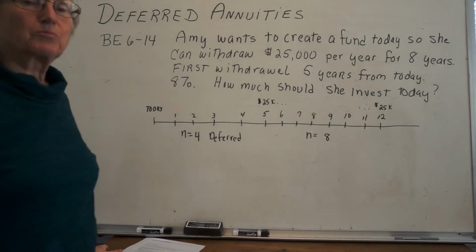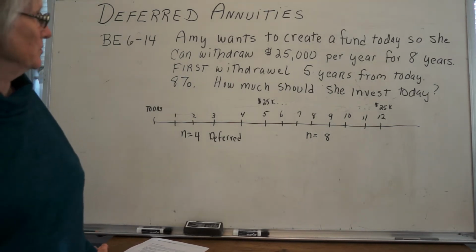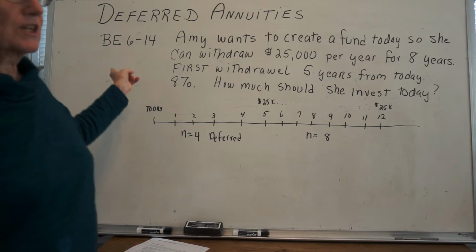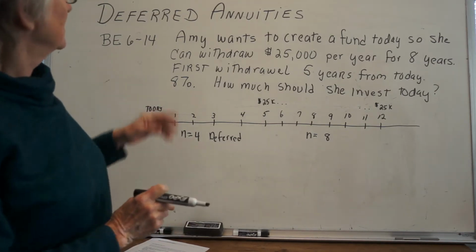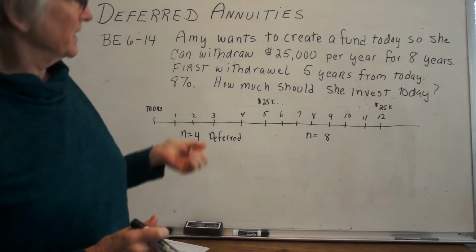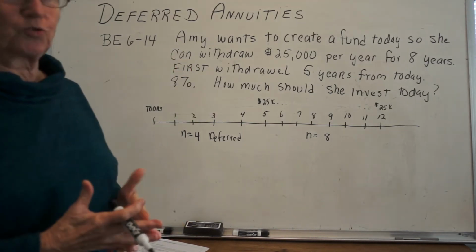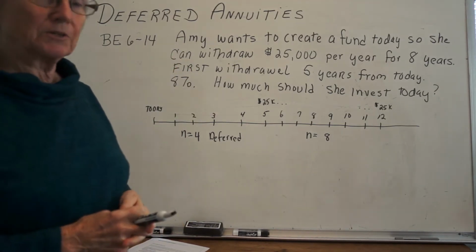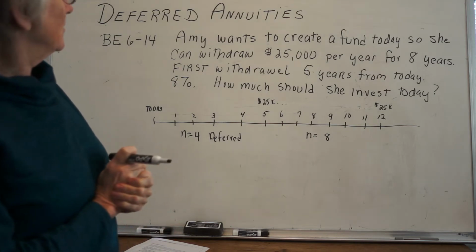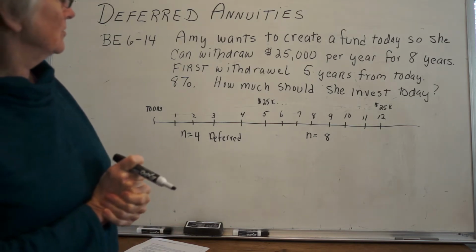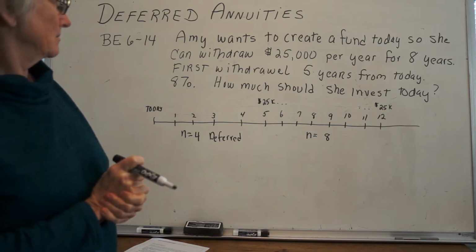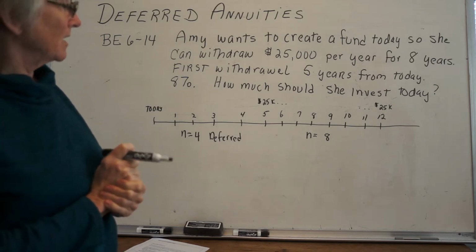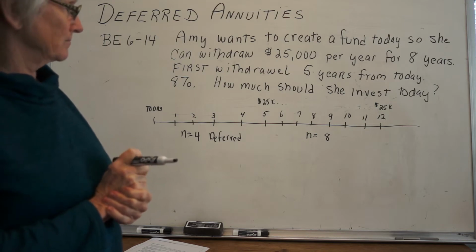So now we'll do the present value of a deferred annuity. This is Brief Exercise 6-14, so you have a reference to go by. Amy wants to create a fund today. She wants to withdraw $25,000 per year for 8 years, with the first withdrawal not to happen until 5 years from today. 8% is her interest rate. How much should she invest today?